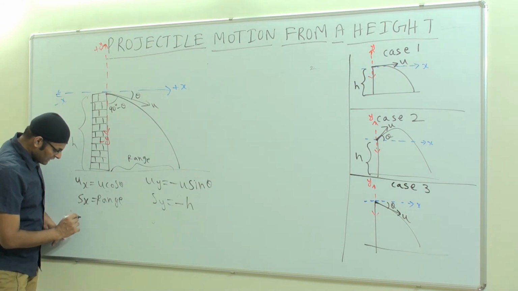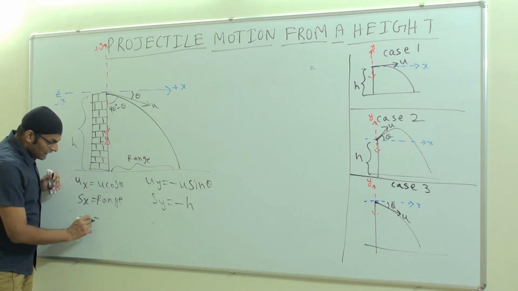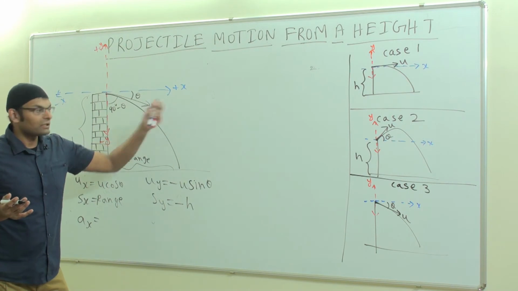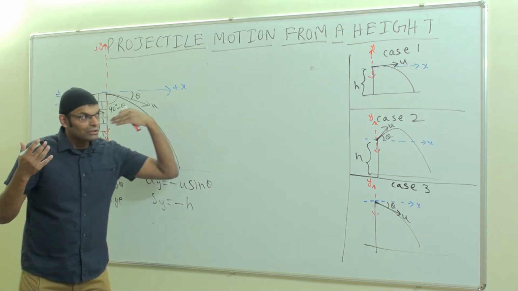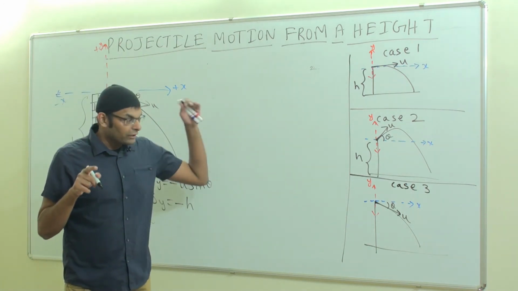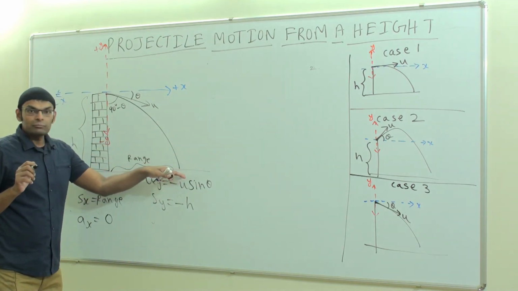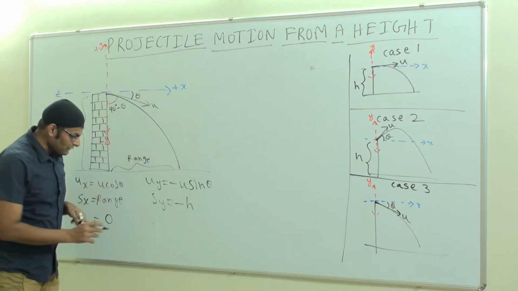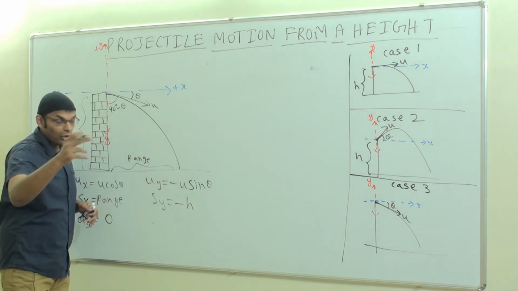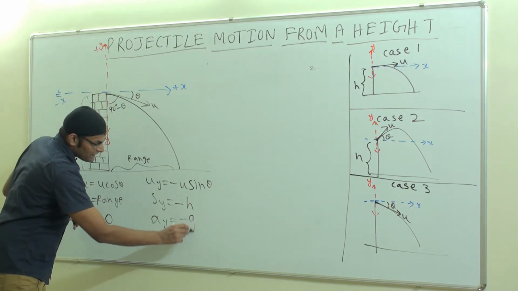Now let's see the next thing. We'll be calculating velocity, displacement and acceleration. Ax is what? Ax is constant, that is, it is 0. There is no acceleration in the horizontal axis, so it is 0. So who is responsible for the ball to get down? Yes, I am throwing it with a velocity u, and apart from that, it is the acceleration due to gravity that is responsible for the ball to come to the ground. So ay is equal to minus g.